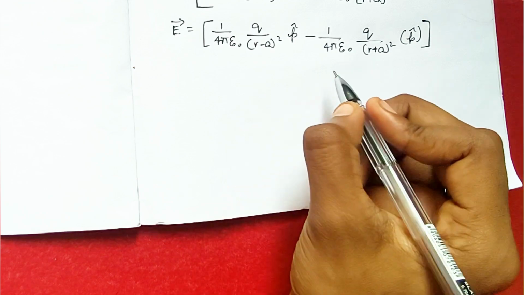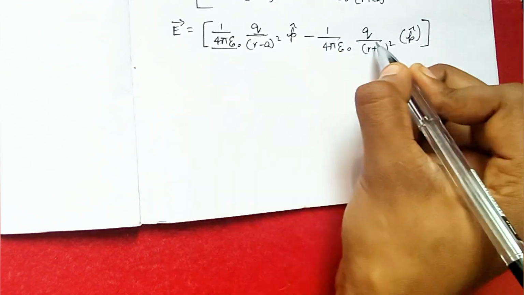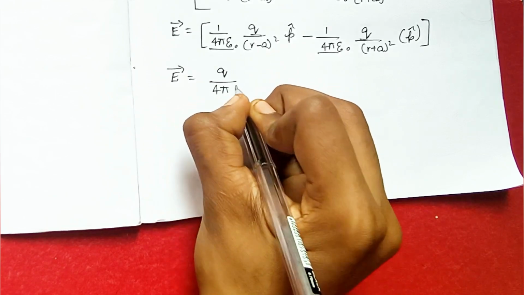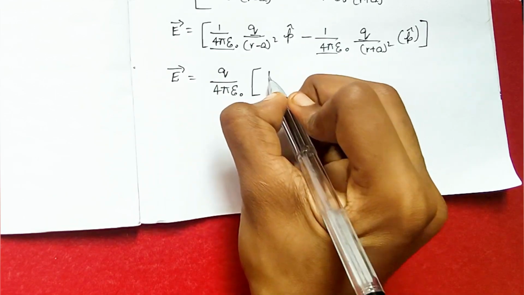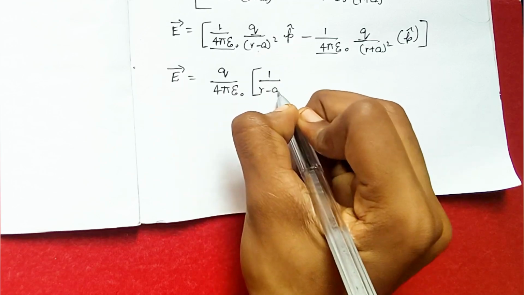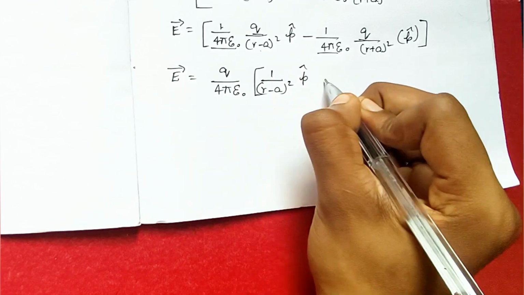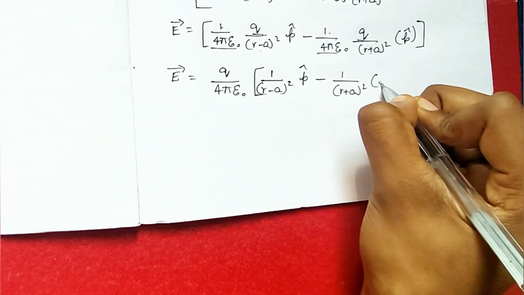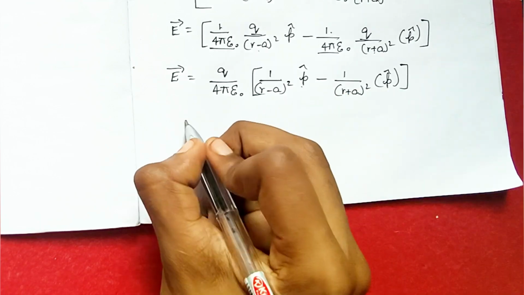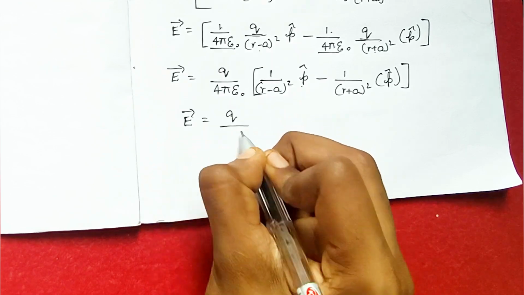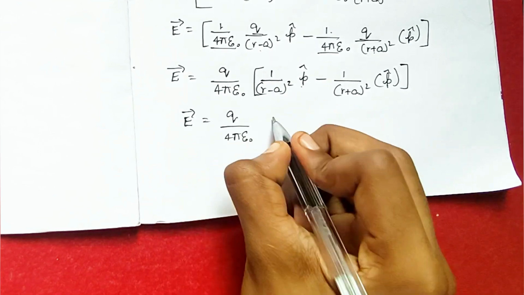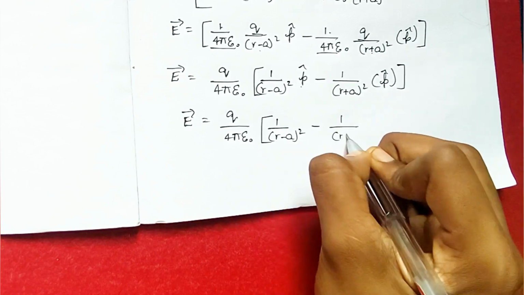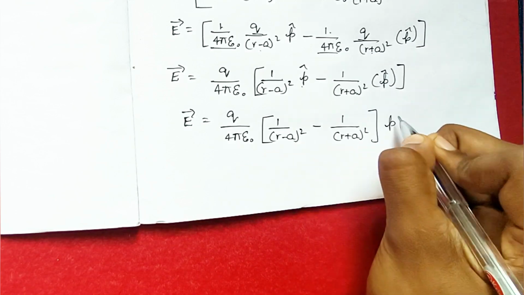Now we have to take the common out. Here 4 pi epsilon naught and Q are common, so I will take Q by 4 pi epsilon naught outside, and we remain with 1 by (r minus a) whole square into P cap minus 1 by (r plus a) whole square into P cap. Again here P cap is common, so E vector is equal to Q by 4 pi epsilon naught into [1 by (r minus a) whole square minus 1 by (r plus a) whole square] into P cap.